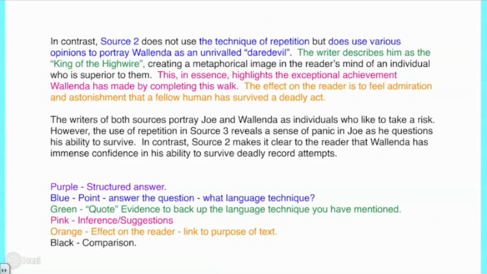Now, I've thought about what the word king signifies, and I've thought, superiority really. So again, it's about thinking about what is suggested by the words in the quote. This, in essence, highlights the exceptional achievement Wallander has made by completing this walk. And then I've thought the effect on the reader is to feel admiration and astonishment that a fellow human has survived a deadly act. So again, I've got a clear point, evidence, explain, effect on the reader paragraph. And it's just as easy really to compare different techniques across the sources as it is similar ones, to be fair. But it just makes it easier if you just look for facts, opinions and powerful verbs and adjectives, because they always tend to be within the sources.